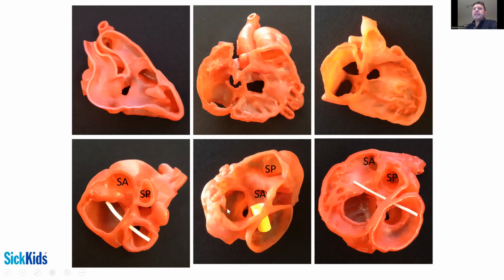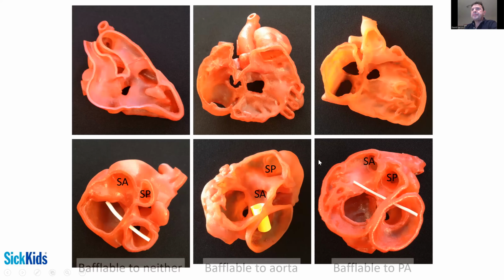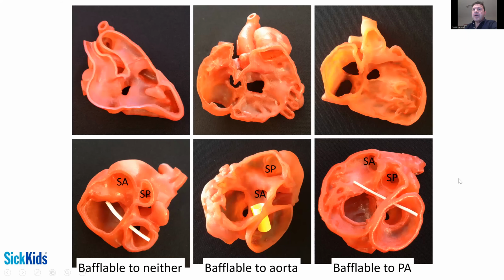And again, these are examples of trying to work out from the three-dimensional models how you are going to commit the VSD through to the great vessels. Are you going to baffle it to neither, because it's genuinely too remote? Are you going to baffle to the aorta, or are you going to baffle to the pulmonary artery? Which all depends on the position of the VSD and the relationship with the great vessels.